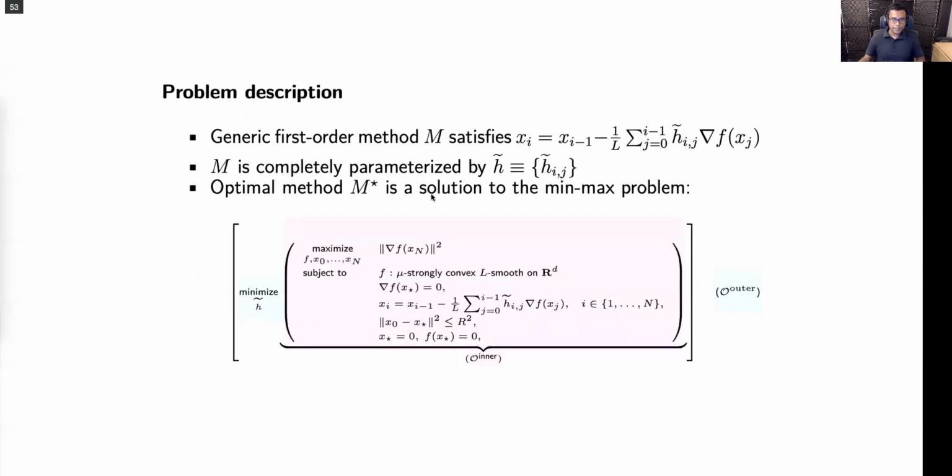So the optimal method M star in this setup will be a solution to the following min-max problem.